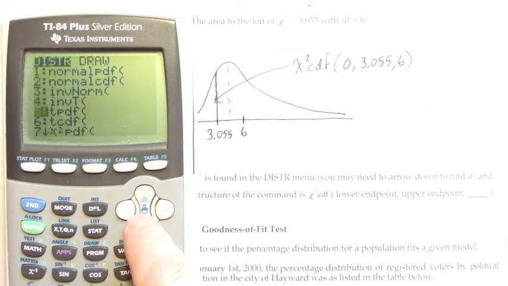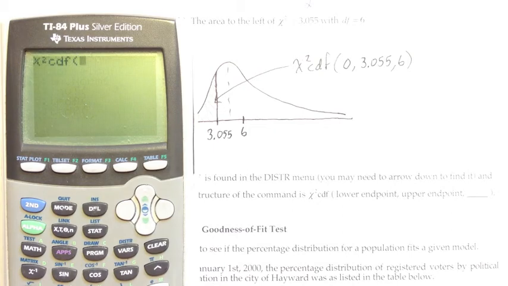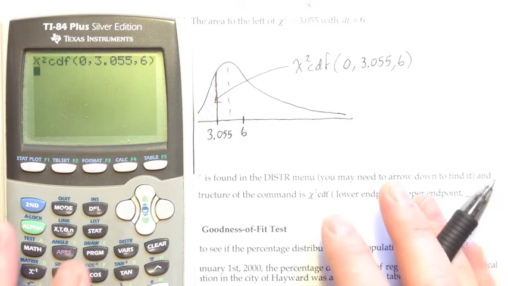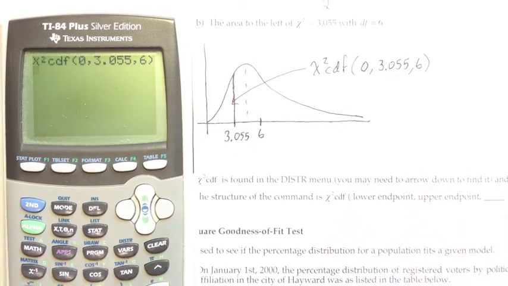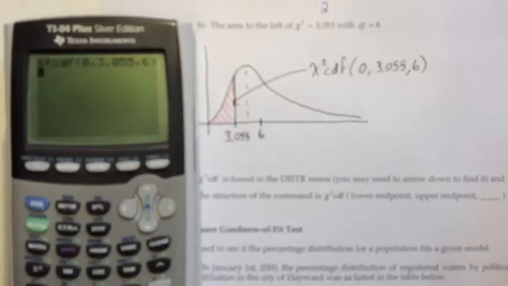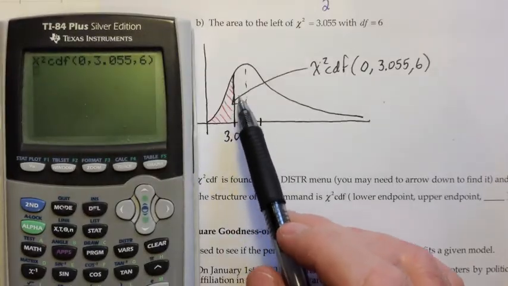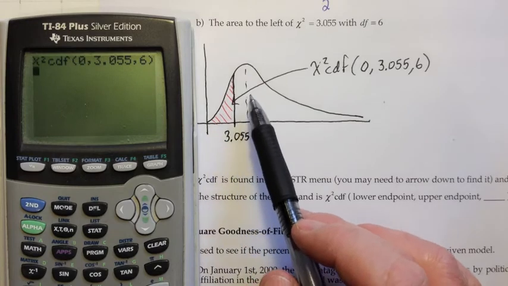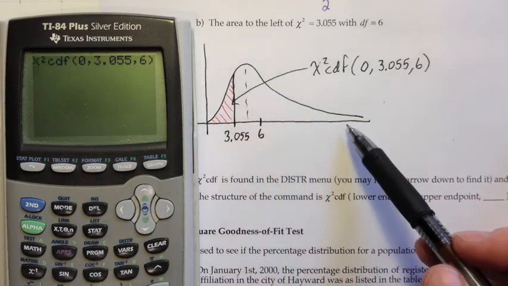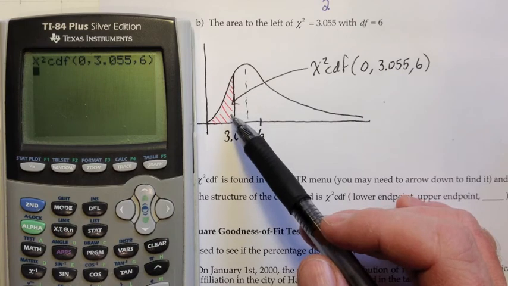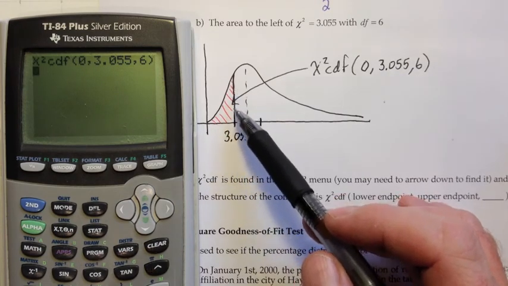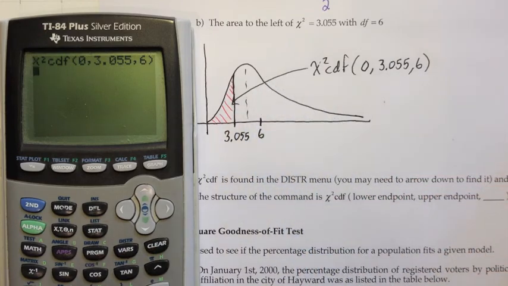So we go into the distribution menu. We want to go all the way down to chi-squared CDF, left boundary of 0, right boundary is 3.055, and degrees of freedom is 6. And before I press enter, just taking a quick look at the graph and thinking about what the size of that answer might be, we've shaded less than half of the picture, and a lot of it remains unshaded, so I'd say this area is smaller than 50% for sure, but it's substantial. It's a lot of the curve that is shaded, so maybe it's 20%, 30% of the area, something like that.